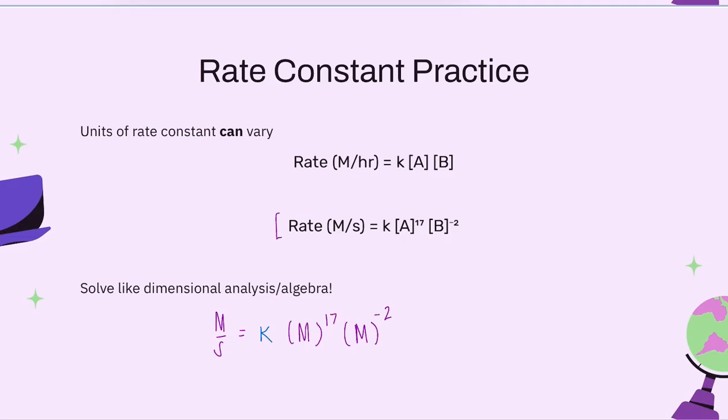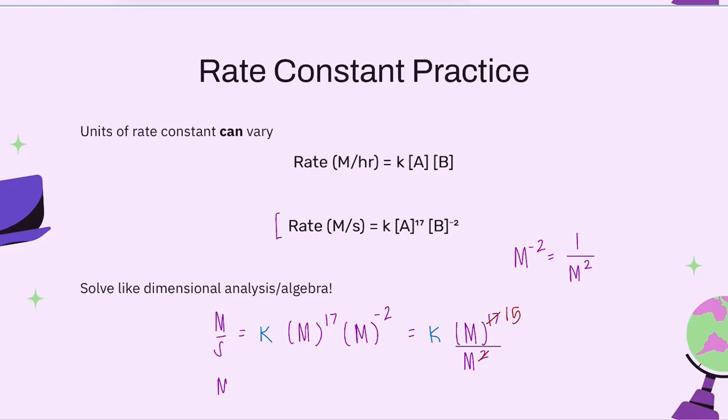So in case you're not up with your algebra rules, we know that our M to the negative 2 is equal to 1 over M squared. That's just our basic little reciprocal. So I'm going to rewrite my equation so that it's my K times M to the 17 over M squared. So then I know that my M's are going to cancel. I know I have 2 in the bottom. That means I'm only going to be left with 15 in the top.